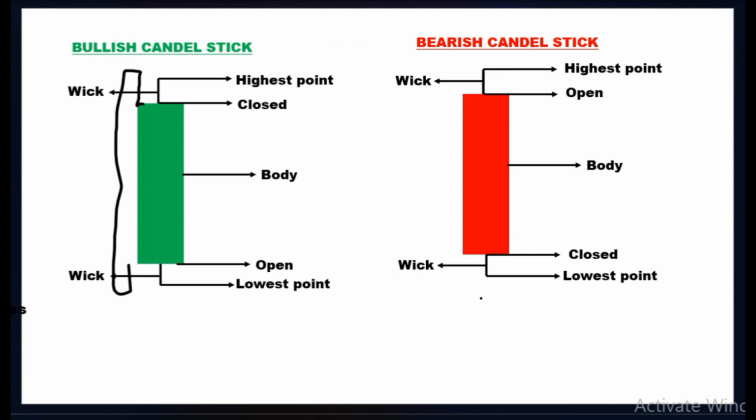I'll take that one more time. It opened from here, buyers pushed it a bit, sellers came back, took it down to this lowest point, then managed to come up a bit and closed at this point. The reason it is bearish is because it has more sellers than buyers. For bullish, it has more buyers than sellers. So this is just the basics.